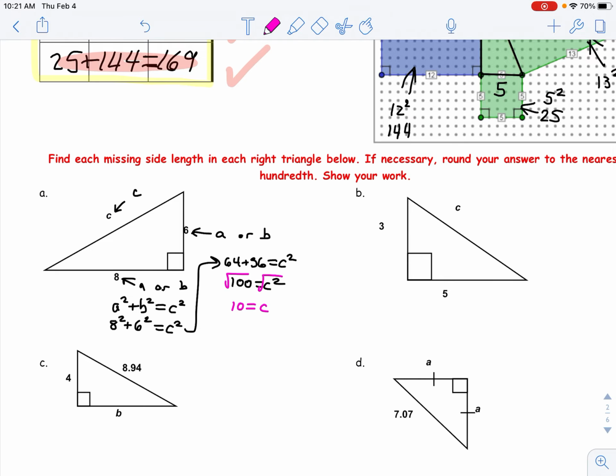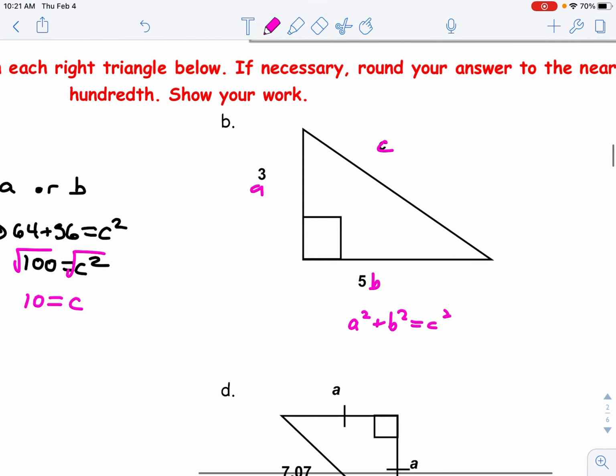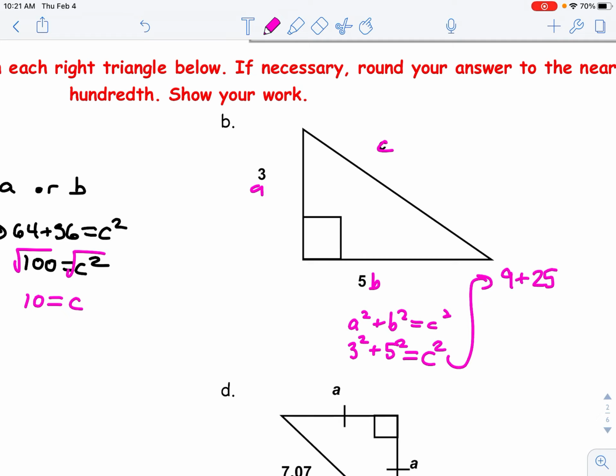All right. Now, just let's keep cruising right along. Again, you can call this A, B, C. It literally does not matter. A squared plus B squared equals C squared. 3 squared plus 5 squared equals C squared. Doing some computations over here, we get 3 squared is 9, 5 squared is 25, and C squared.